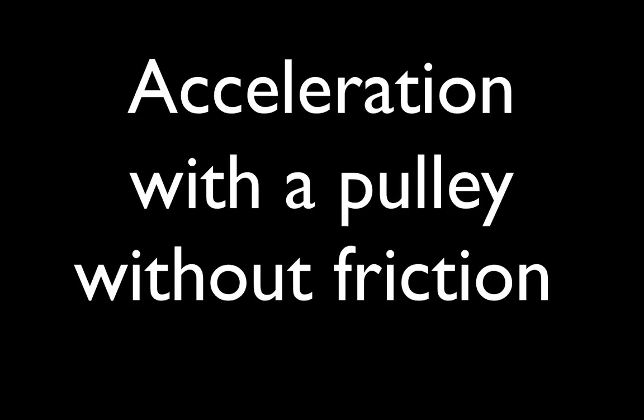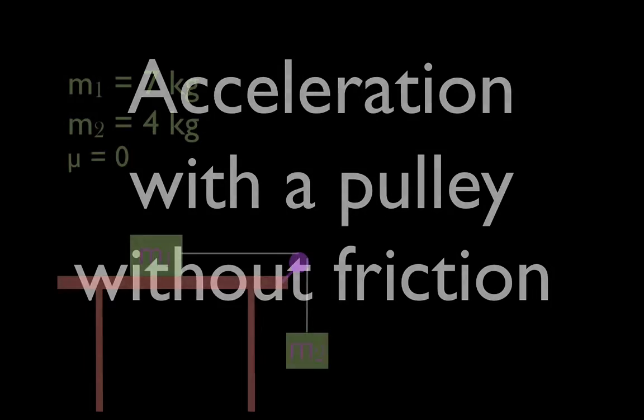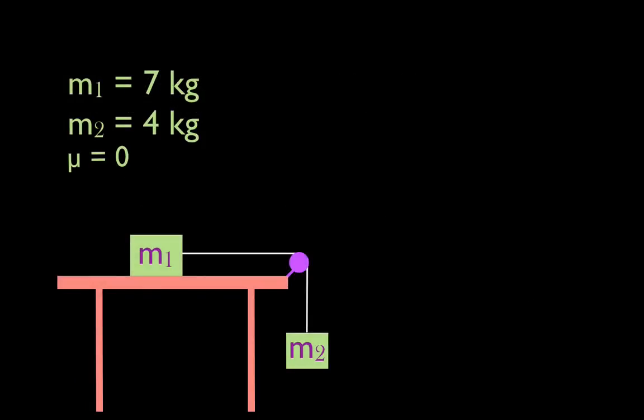Okay, in today's video, we're going to go over another problem involving acceleration without friction. And this is the situation we have. We have mass m1, which is sitting on the table. Mass m1 has a mass of 7 kilograms. The coefficient of friction between m1 and the table is 0. There is no friction between these two objects. This is the magic frictionless table.